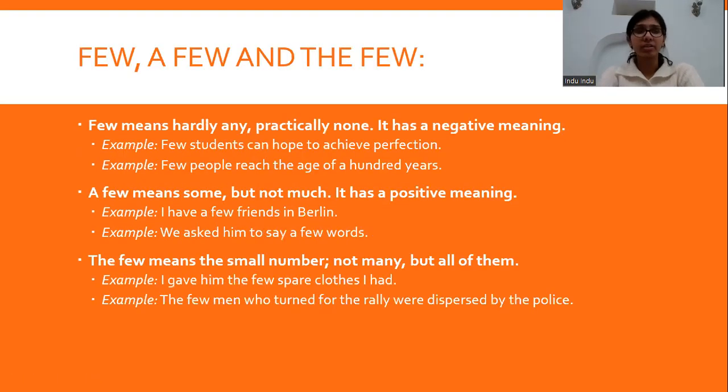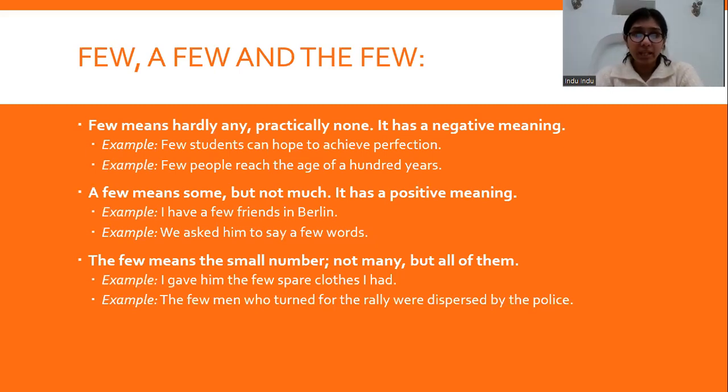Few, a few, and the few. Few means hardly any, practically none. It has a negative meaning. A few means some, but not much. It has a positive meaning. So, few students can hope to achieve perfection. So, basically none. Nobody can hope to achieve perfection. It has a very negative meaning. Few people reach the age of 100 years. Again, nobody reaches the age of 100 years. It's practically none. So, it again has a negative meaning. It means hardly any.